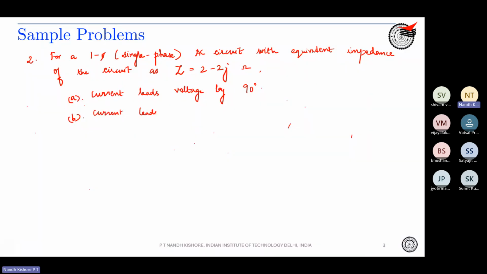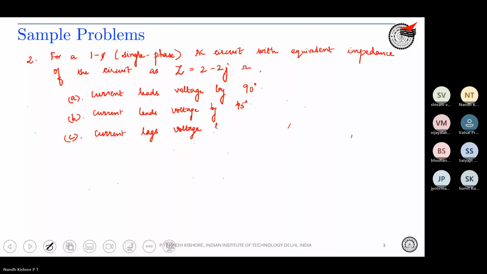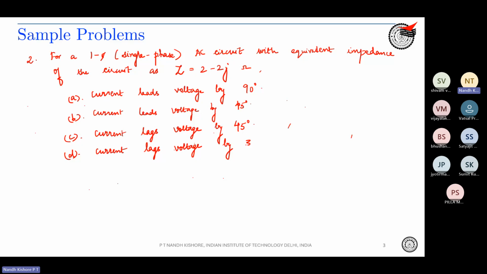Current leads voltage by 45°. Current lags voltage by 45°, and current lags voltage by 30°.